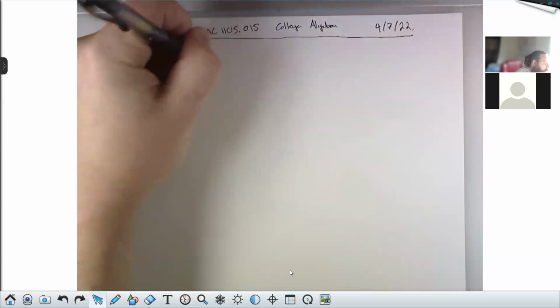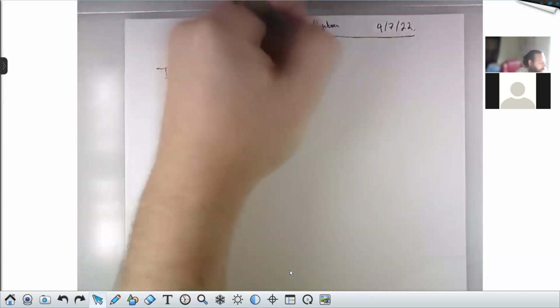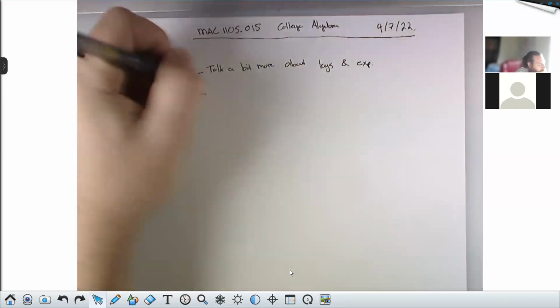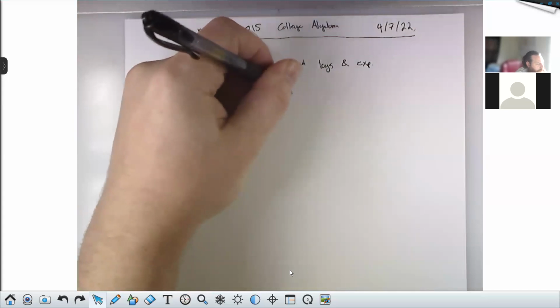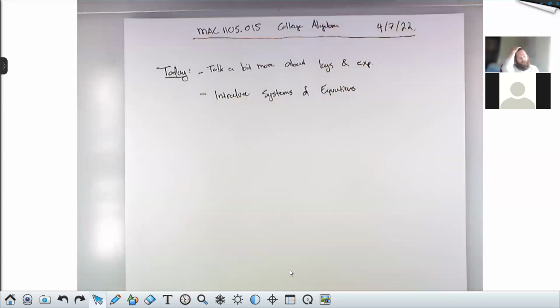So I figured today we could talk a bit more about logs and exponentials, and then we are going to introduce systems of equations, which is one of the last two units in the class. The last two units are systems of equations and systems of inequalities. But since we have a total of, I think, 3, maybe even 4 class periods left before the final, we do like to reserve one of those for review. We can spend a little bit of time today wrapping up logs and exponentials.